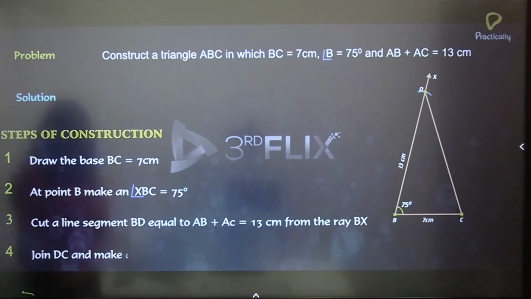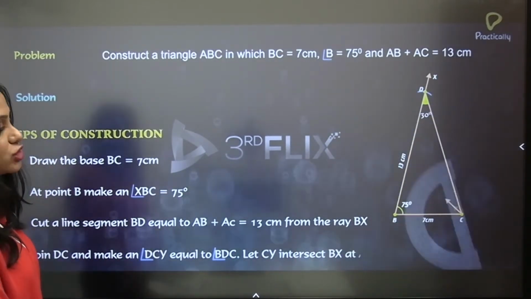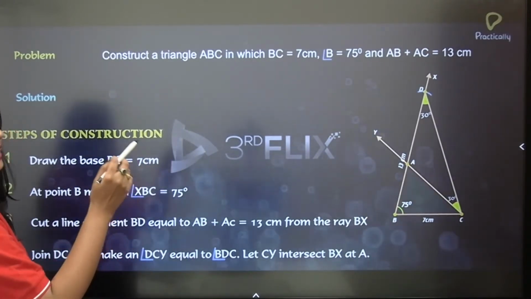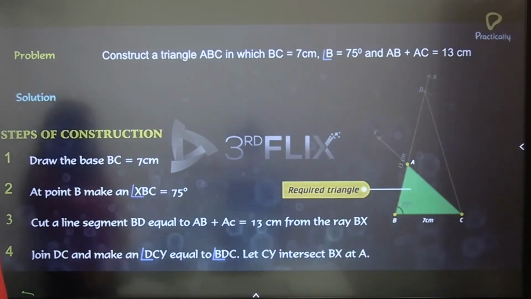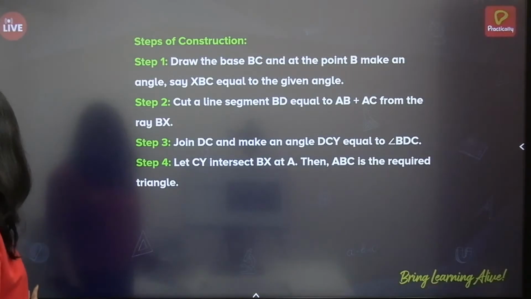Now, join DC and make angle DCY equal to angle BDC. So, measure this angle, and with the same angle, also draw this, okay? And join CAY. Okay, I hope it's clear. Now, triangle ABC is the required triangle.